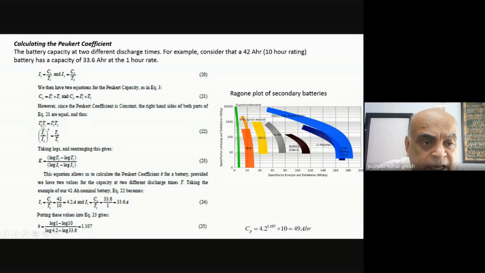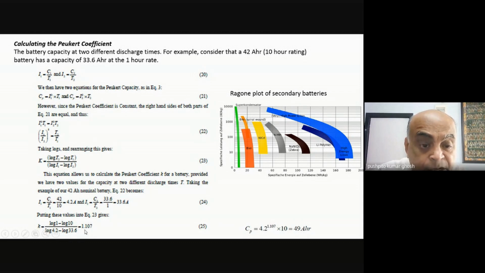And then I can collect the terms, take the logarithm, and then I can express small k. It's log T1 minus log T2 upon log I1 minus log I2. That's what it will be. And I just put in the values because I know all the values. Current is 4.2 ampere. Over here, current is 33.6 ampere. So I plug in the values of time and current. I can get the value of k.